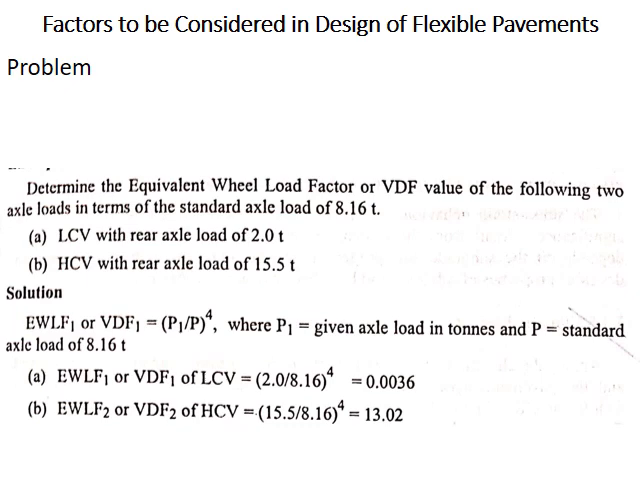In this problem, you have to find out the equivalent wheel load factor. Earlier, we have seen the equivalent single wheel load, that is, when converting the dual wheels to a single wheel. Here we have to convert wheels of different types of vehicles to the same wheel load. So you have the formula (P1 by P) the whole raised to 4. LCV with rear axle load of 2 tons, HCV with rear axle load of 15.5 tons. So both wheel loads we can divide by the standard wheel load value of 8.16 tons and take to the power of 4. So you can obtain the VDF or EWLF of LCV and HCV.